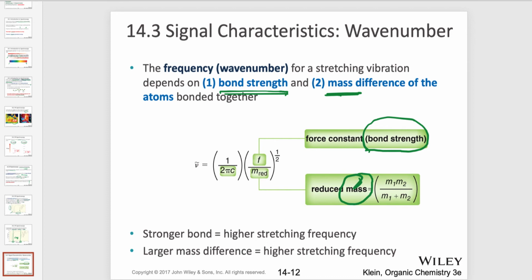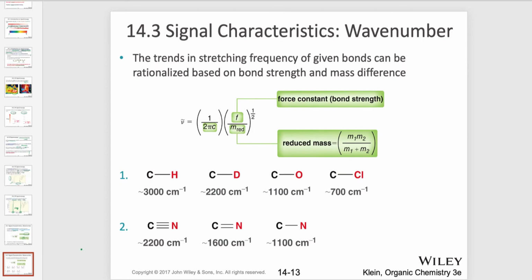And then here, another very important aspect, I'm going to put another exclamation point, correlation. We have a stronger bond means higher stretching frequency, larger mass difference, also higher stretching frequency. Very important correlation to keep in mind. On this slide here, we now actually see a couple of examples.